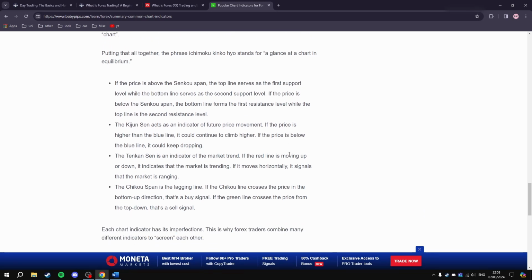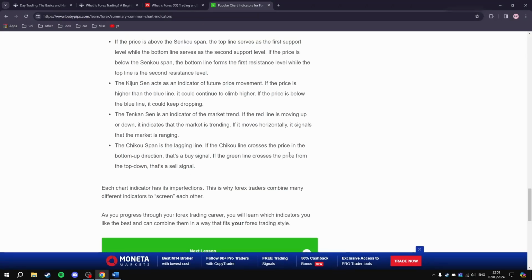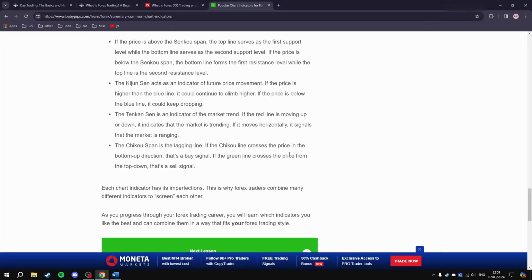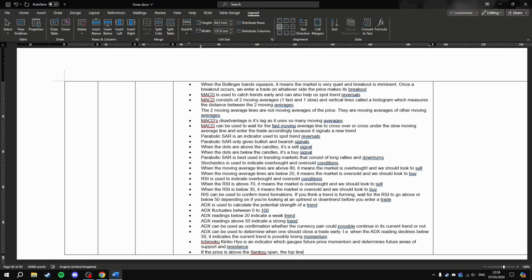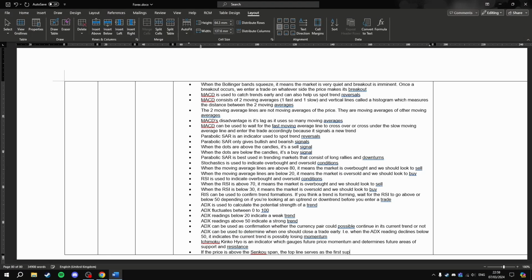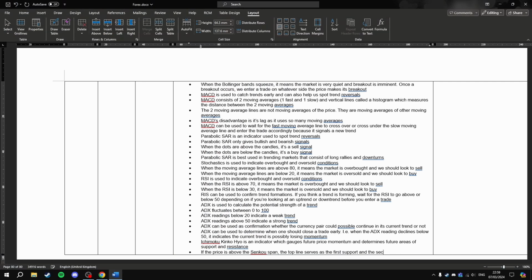Okay, so this is all the lines. If the price is above the Senkou span, the top line serves as the first support and the bottom line serves as the second support level.